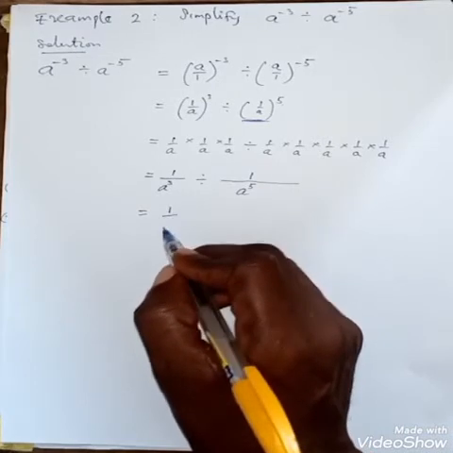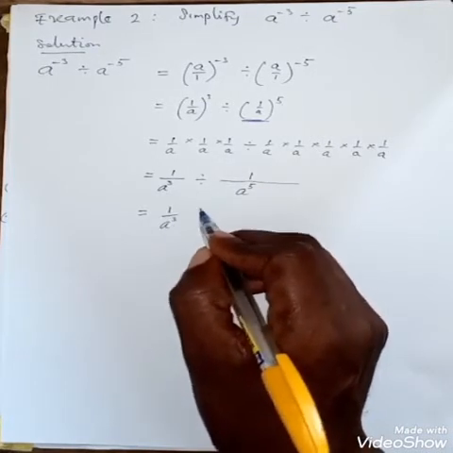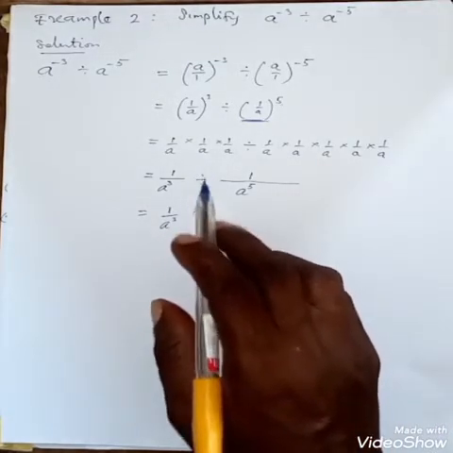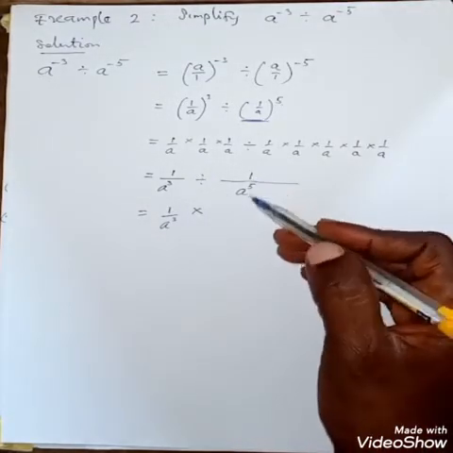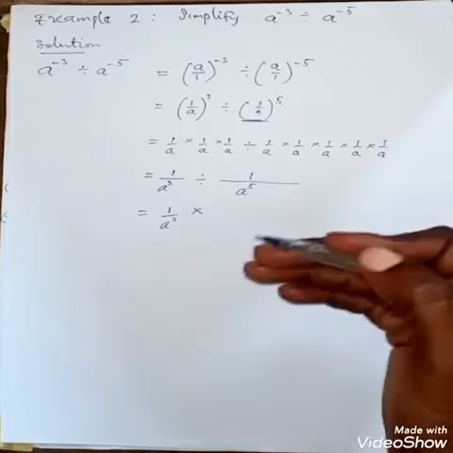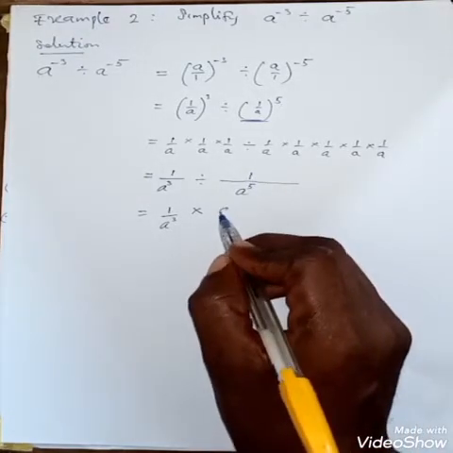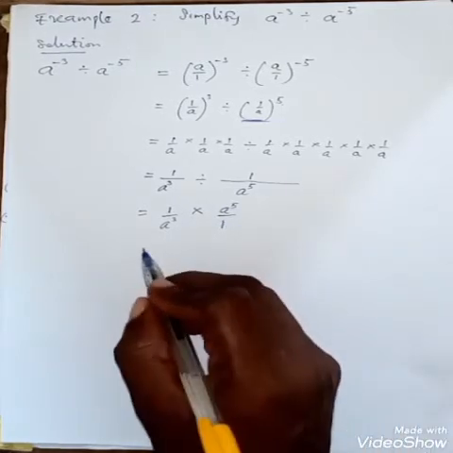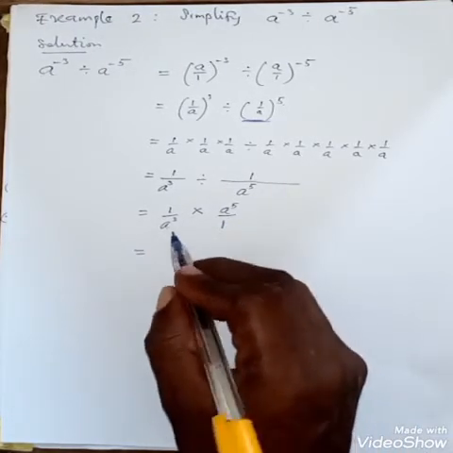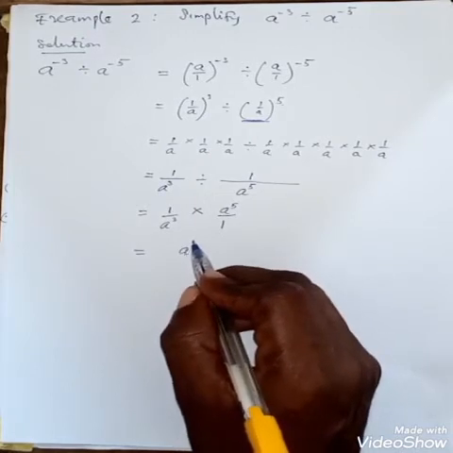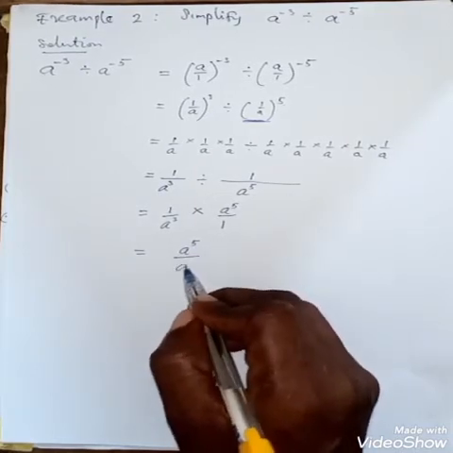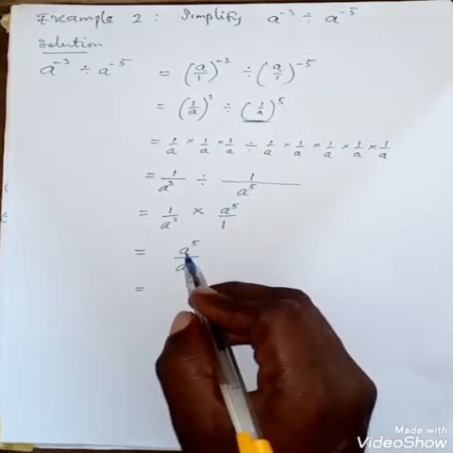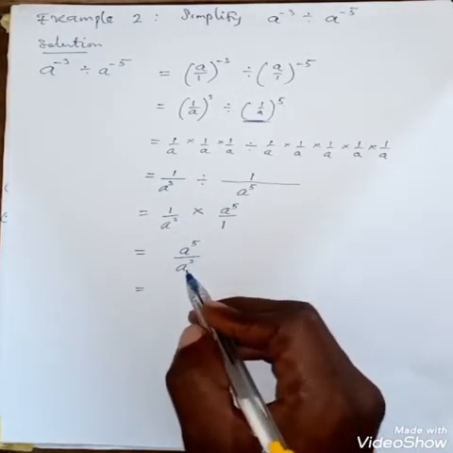So we are going to convert this our division to times. So that's going to be 1 over a raised to power 3 times. And remember, whenever division changes to times, both numerator and denominator will also change their position. So that will be a raised to power 5 over 1. So when this is multiplied, we are going to have a raised to power 5 over a raised to power what? 3.